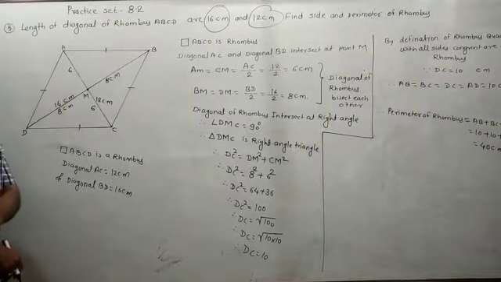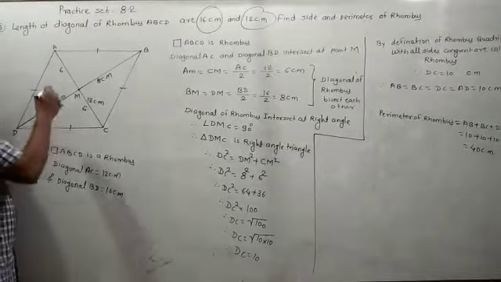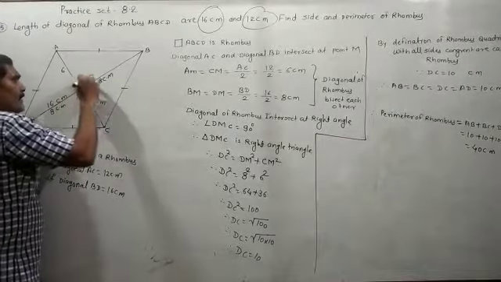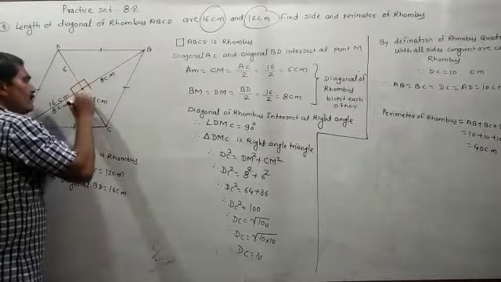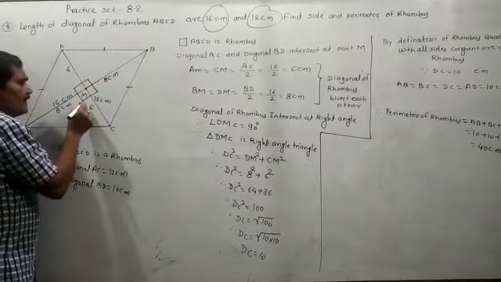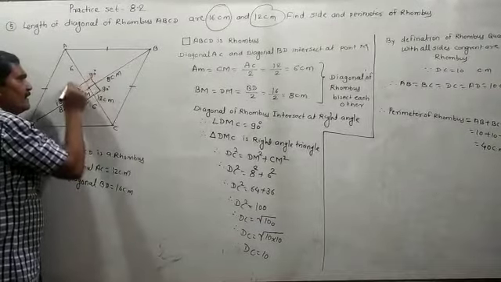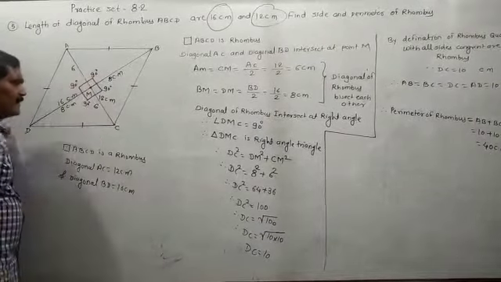Second property, the diagonals of the rhombus intersect at right angle. So I will say that here a 90 degree angle will form. Here a 90 degree angle will form. This angle is 90 degree. This angle is also 90 degree. This angle is also 90 degree. And this angle is also 90 degree.